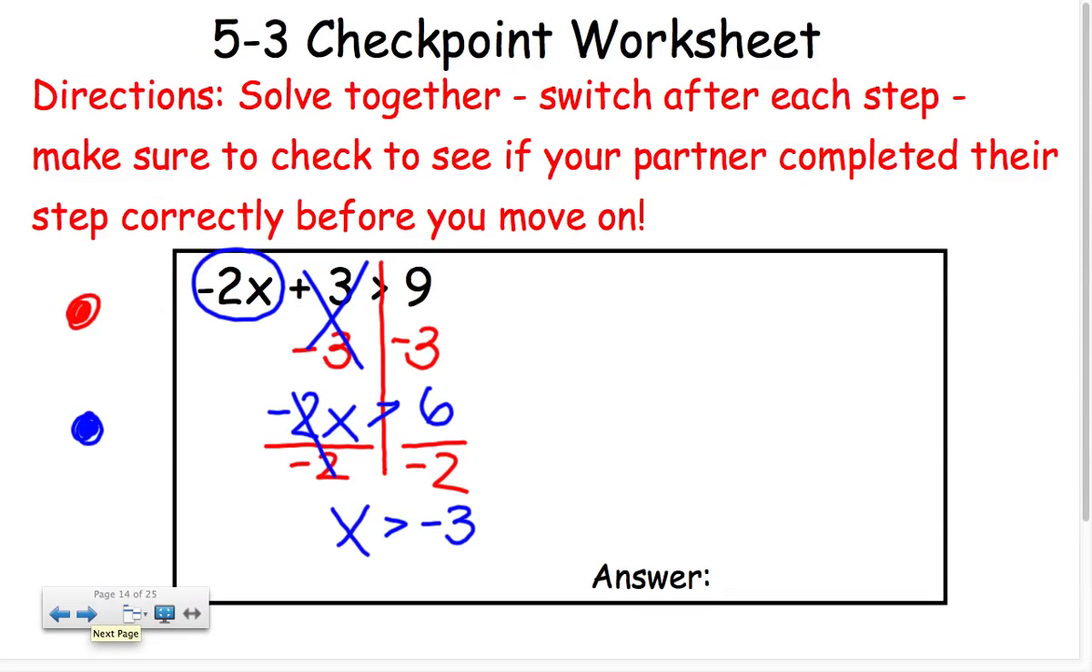Now my partner hopefully is noticing something. They're saying, wait a second, they forgot to flip the inequality. So I'm going to make that correction for them. After you think everything is right, you can put it down in the answer box. X is less than -3.